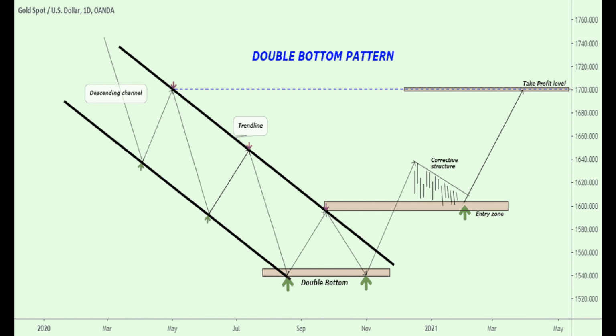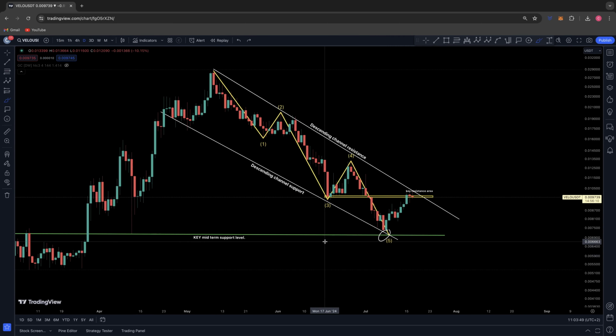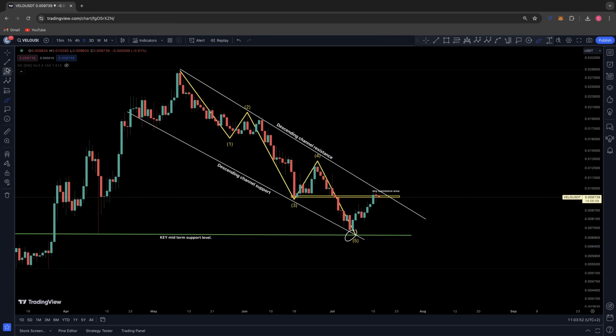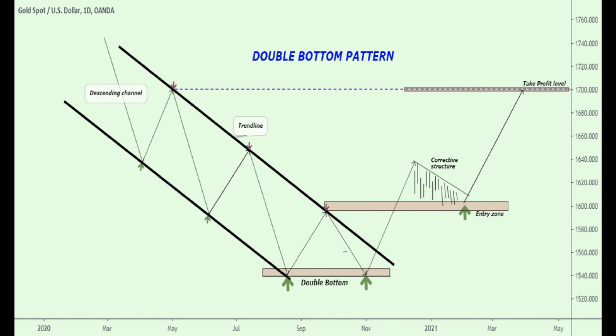Next, we get this pullback, potentially to come back in for a double bottom. This is potentially what I think VELO may do next in the coming weeks. We do have to keep an eye on it. Now, if that is the case and we have run into this key resistance level, again, it's doing everything it needs to in order to come back for a key level of support, put in a foundational bottom, and then go for that breakout. Okay, and this is where you can get amazing entry zones if you're not confident and are on the sidelines waiting for a confirmational breakout to get involved.